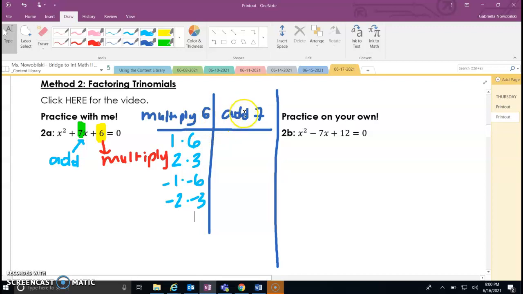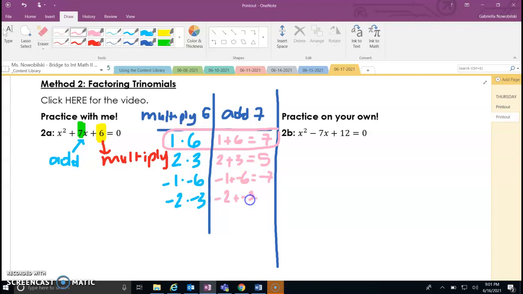Okay, now on this side, I'm going to add them and see which pair adds to 7. So 1 times 6, now I'm just going to add them instead. 1 plus 6. Would you look at that? The very first one, we ended up getting our answer, but we'll just keep going. So 2 plus 3 gets us to 5. That's not 7. -1 plus -6 gets you -7. We don't want that. -2 plus -3 is -5. We don't want that. So luckily in this case, the way I just did it, you ended up finding the right pair right in the beginning.